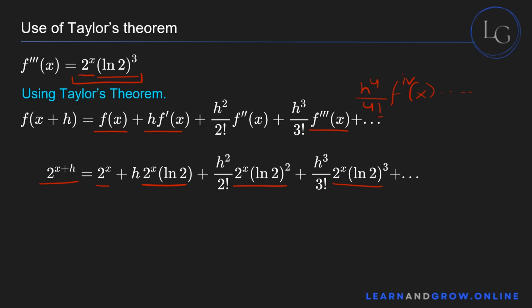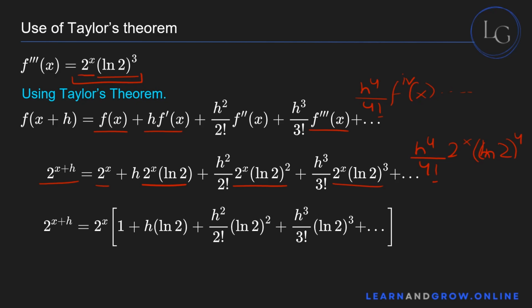So for example, the fourth would be h raised to the power 4 over 4 factorial into 2 raised to the power x and the natural log of 2 raised to the power 4. Well, this is how you prove it. And then you can take 2 raised to the power x common from each and every term, and then you have basically the right hand side that was to be proven.